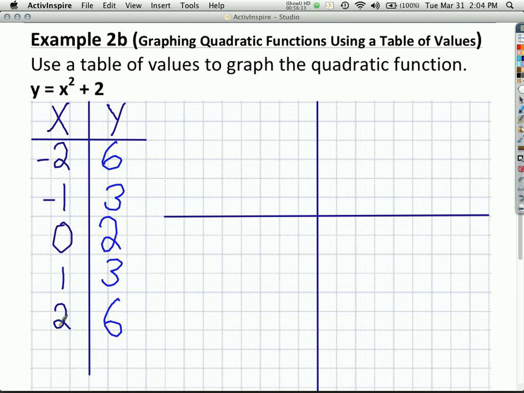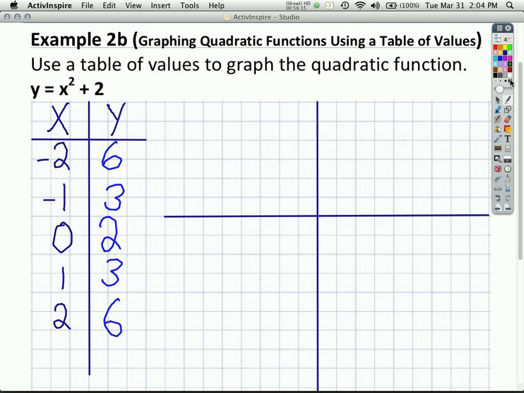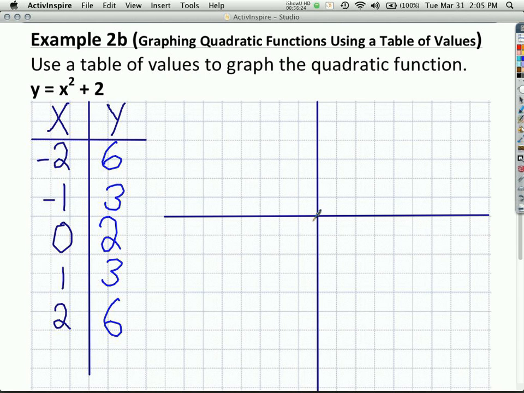So now we're ready to graph. This time, we don't need to go by 2s because we've got all small numbers. So we could just go by 1s. And if you can go by 1s, you should try. It'll make a much better picture if you go by 1s. So we got -2, 6: 1, 2, 3, 4, 5, 6. -1, 3. 0, 2. 1, 3, and 2, 6.